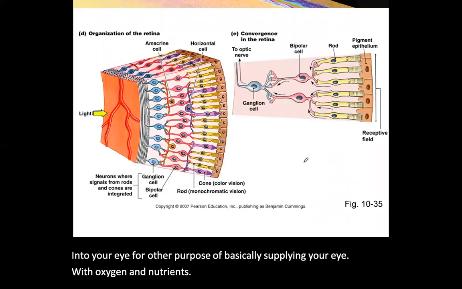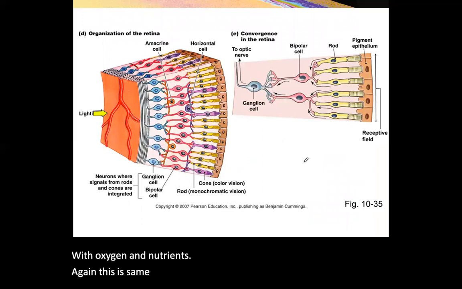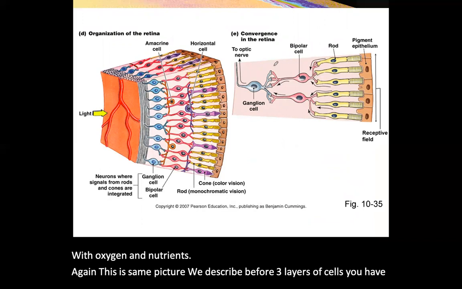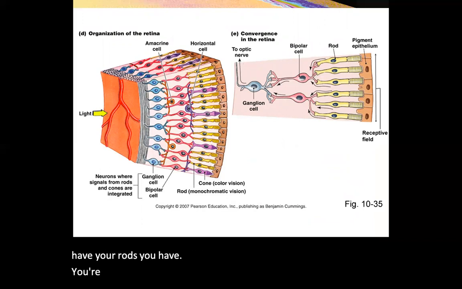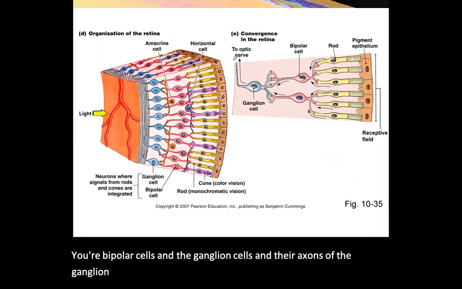Again, this is the same picture we described before, 3 layers of cells. You have your rods, you have your bipolar cells and the ganglion cells, and the axons of the ganglion cells are what eventually become your optic nerve.